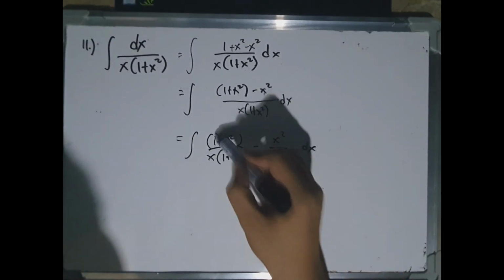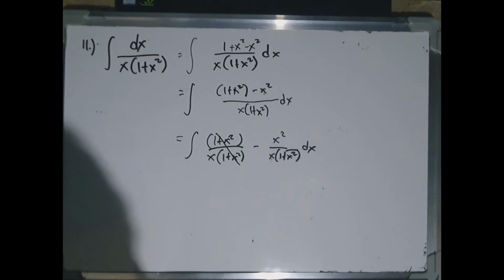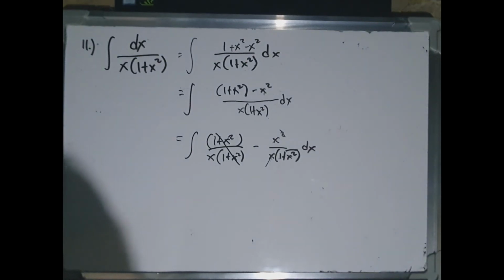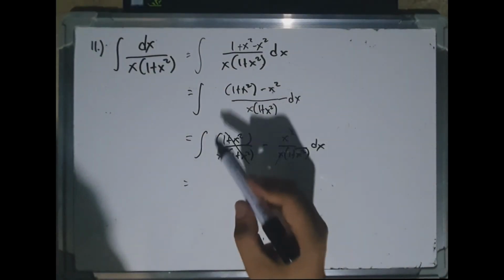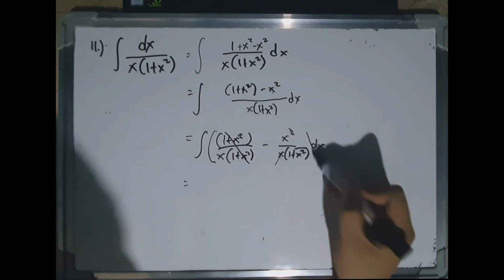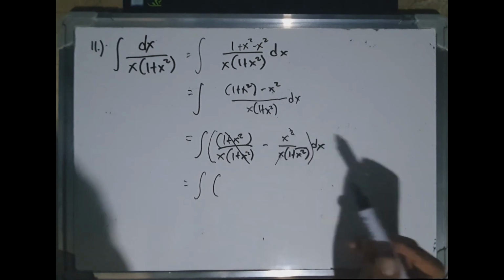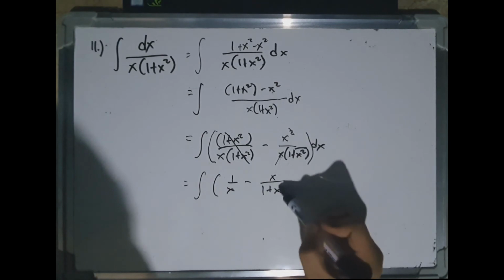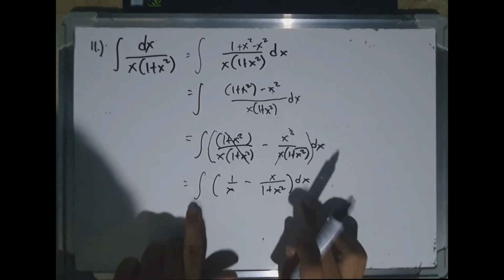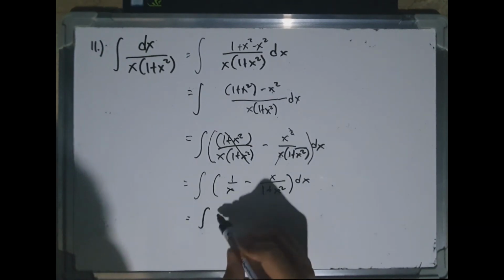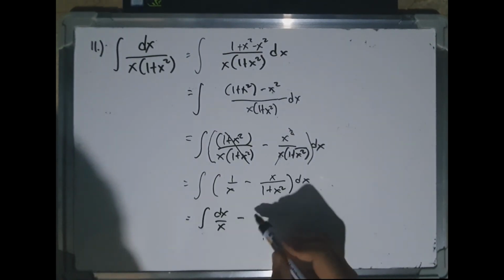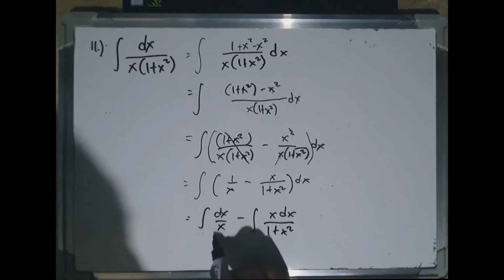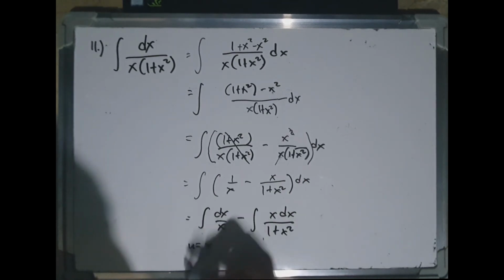We can cancel 1 plus x squared. We can cancel 1 x and our x for the denominator. So we now have, let's not forget the parenthesis, integral of 1 over x minus x over 1 plus x squared dx. Distributing the integral symbol on our dx, integral of dx over x minus integral of x dx over 1 plus x squared. If this one is our u, this one is obviously the du.